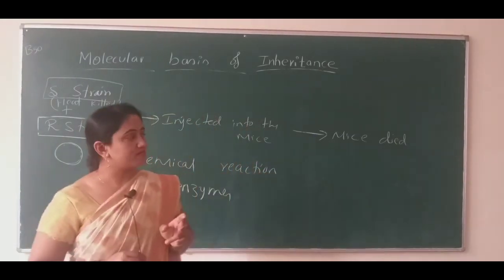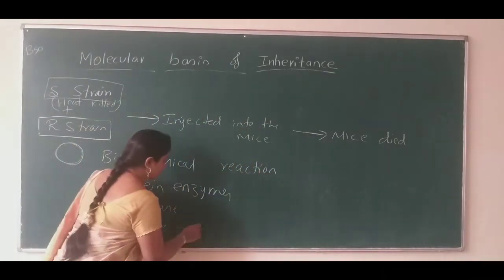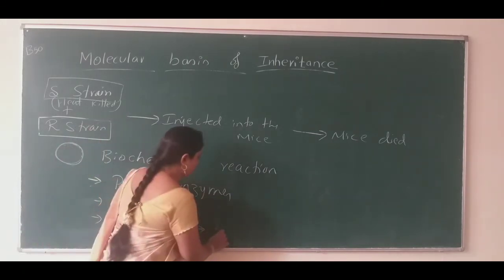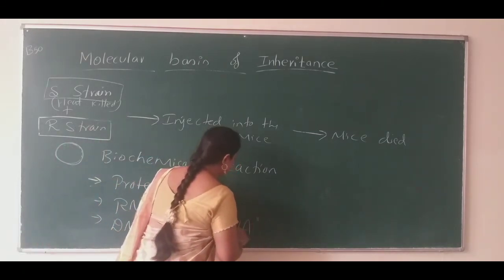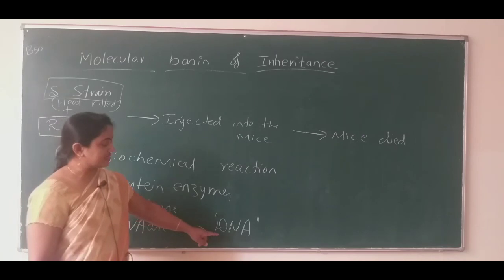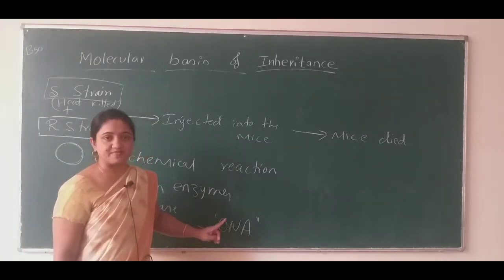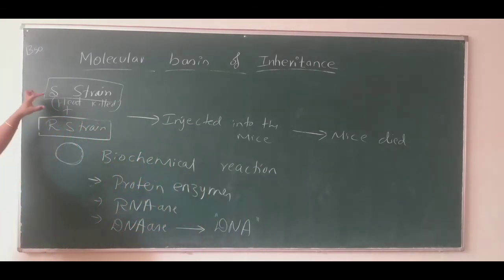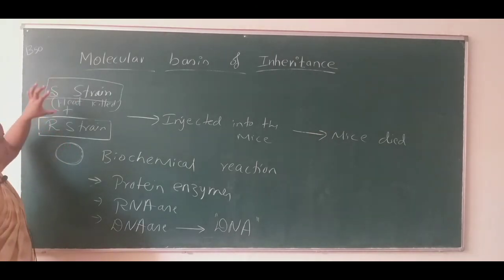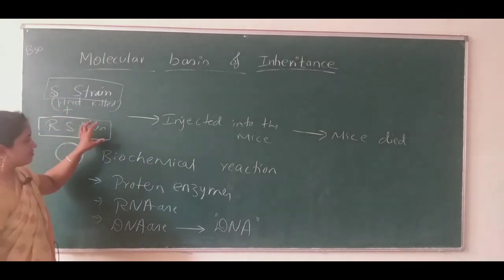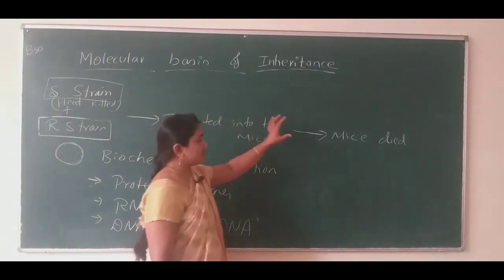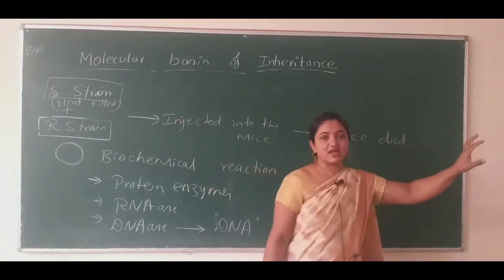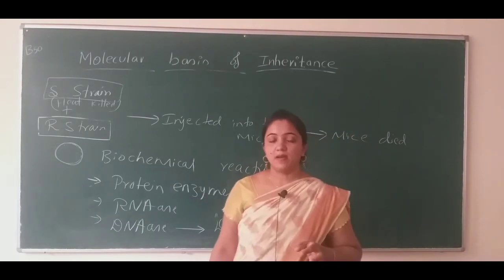It was in the stained form. So, at last, what was concluded? It was concluded that DNA is the genetic material which is transformed from one place to another, from one generation to the next, from one cell to another cell. When it becomes active, it becomes virulent and harms the mice.